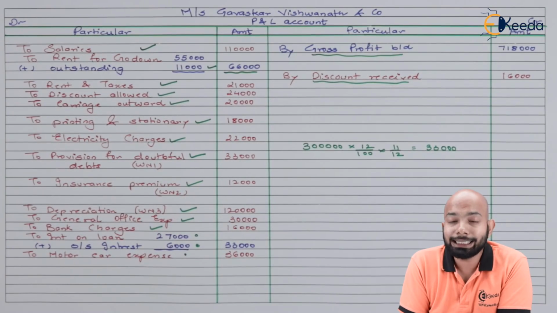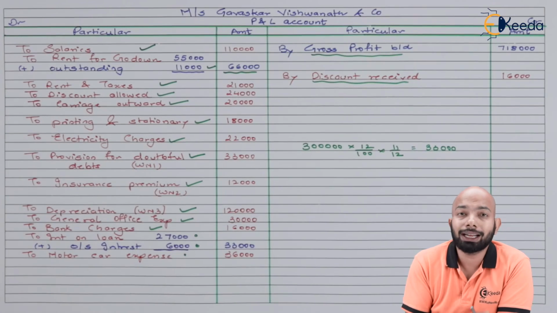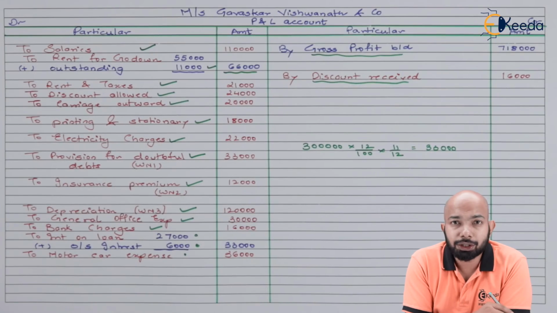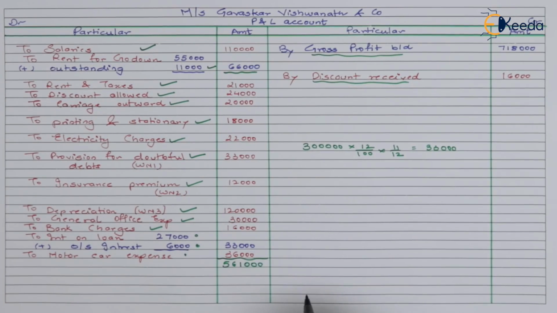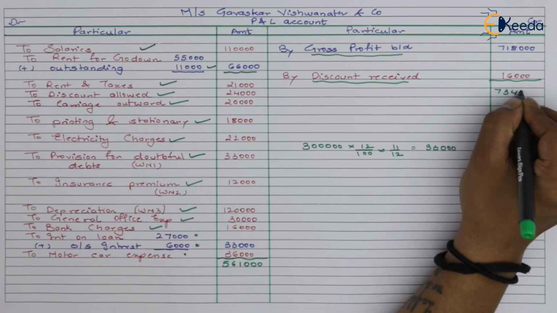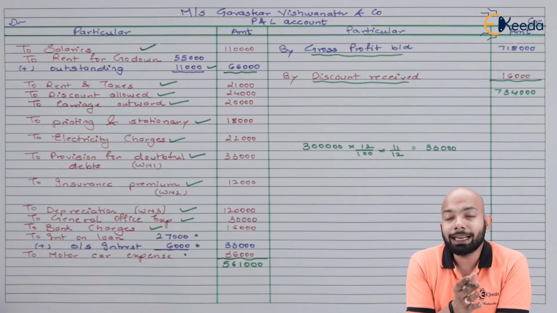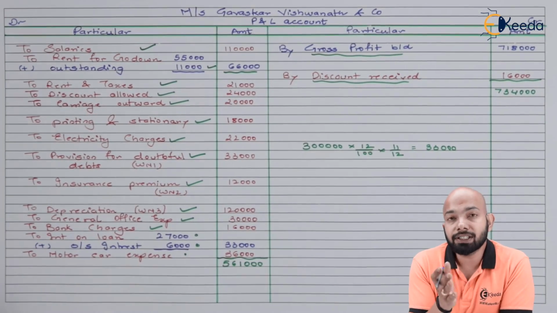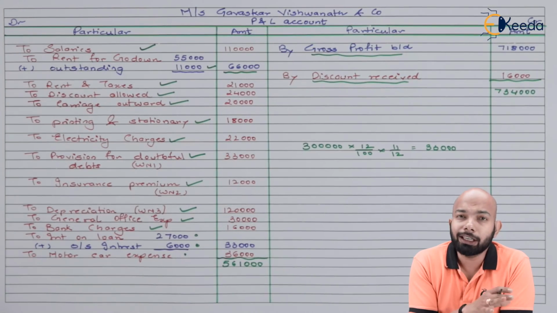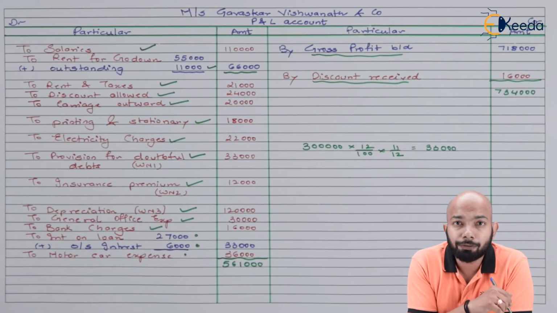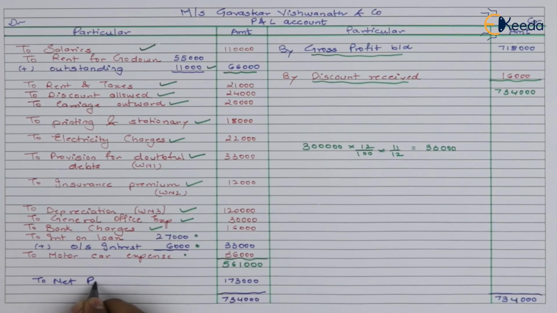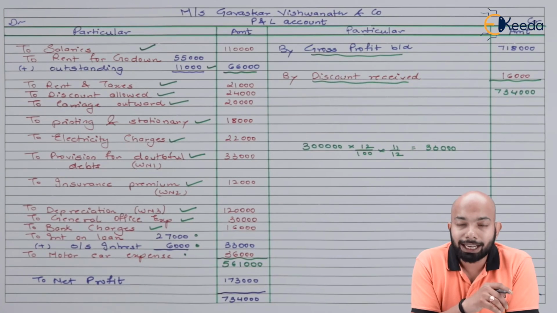Now it's time to prepare the interim balance and figure out which side is the bigger, or rather if we have a net profit or net loss situation. The interim balance clearly shows that on the debit side we have 5,16,000. On the credit side we have 7,34,000. That means we have a net profit situation. So let's figure out how much is the net profit here. Net profit has been figured out as 1,73,000.